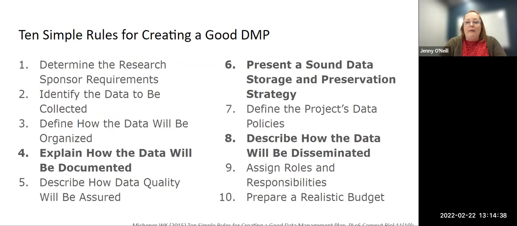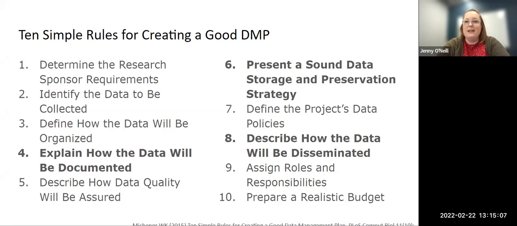So I'm going to go very quickly through these 10 simple rules for creating a good data management plan. And three of them I have picked out to talk about in a little bit more detail. I'll go through those three specific tips in future slides. So the first one is to determine the research sponsor requirements. Does your funder have a template that they would like you to use for creating a data management plan?